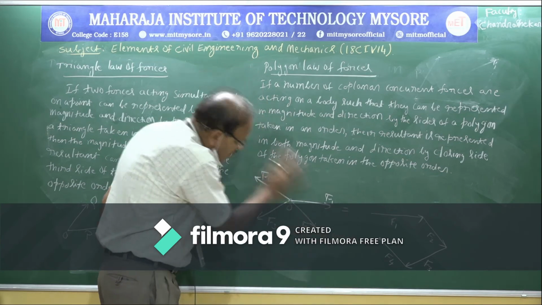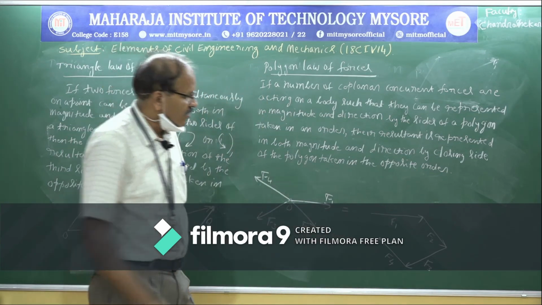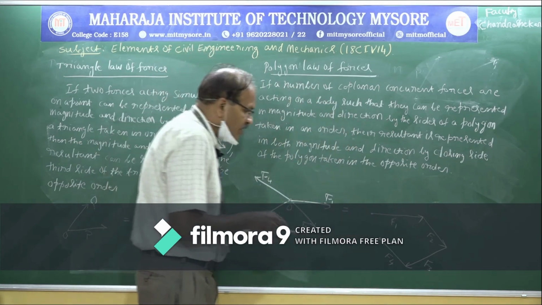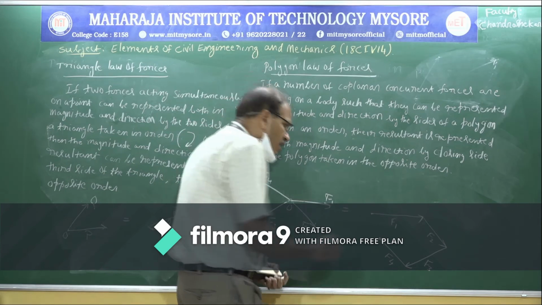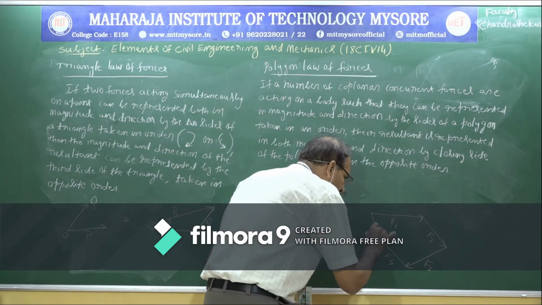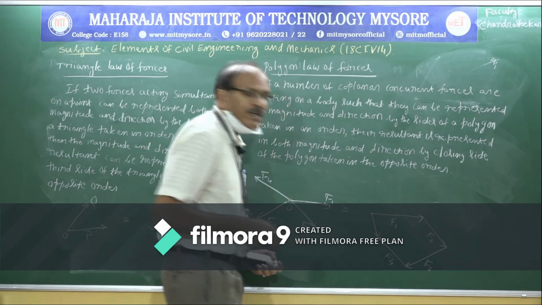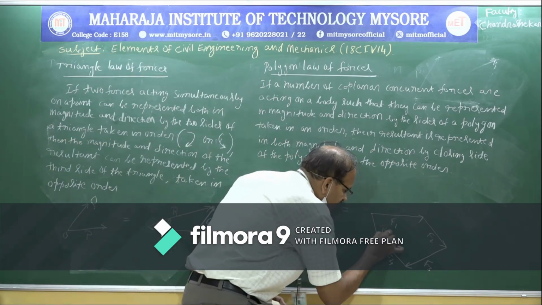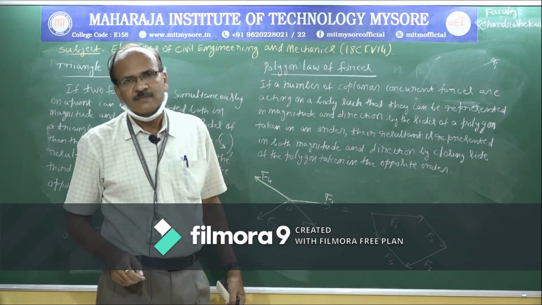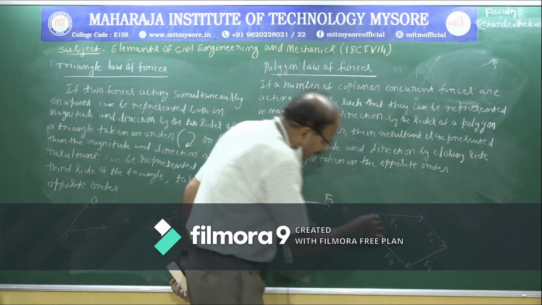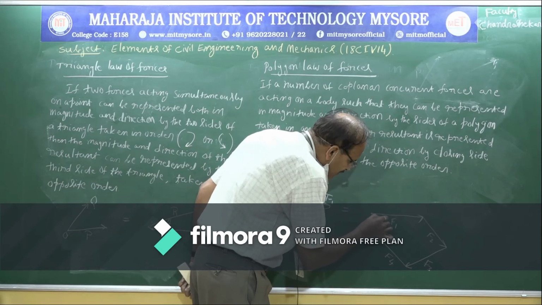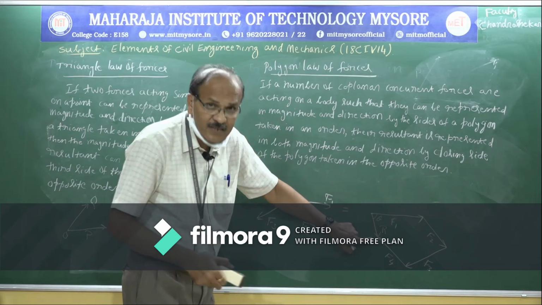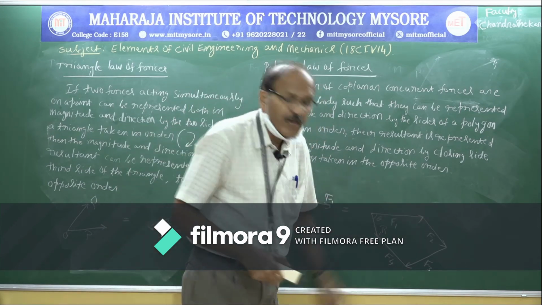So we have exhausted all forces here. So this is where F1 starts. Then there is a space in between. Join that and put the arrow in the opposite direction. So this represents the resultant. And this angle, if I call this angle theta, theta is the angle made by the resultant with the force F1.